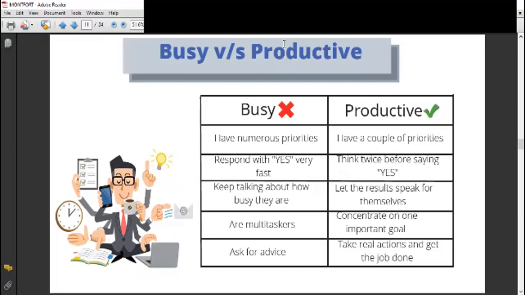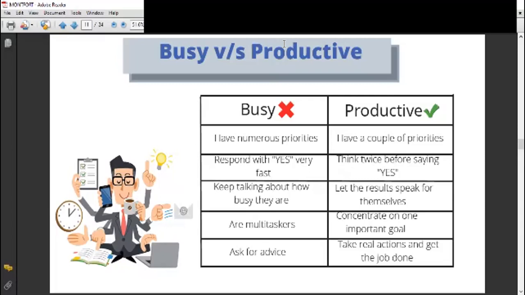The third, keep talking about how busy they are. They will say, okay, I have to do this, I have to do that, I have to complete this work also, I have to complete that work also. But at the end of the day, nothing is done. But if the person is productive, let the results speak for themselves. They will not show that they're busy with so many works, but the result will speak. At the end of the day, you can hand over something, you can entrust something.